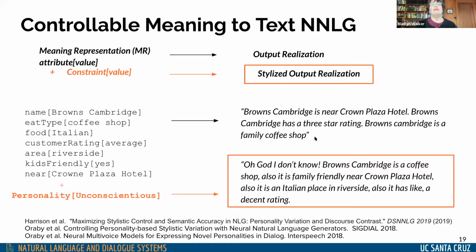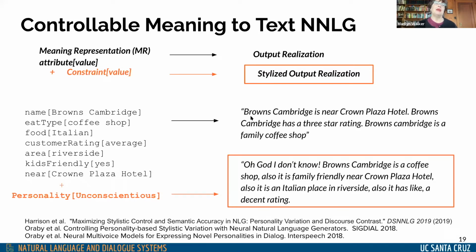But one of the common ways to introduce stylistic control is to introduce into the input meaning representation some kind of constraint with a value, or a set of constraints and values, and then you would get a constraint-stylized output realization from having training data that has this constraint marked up.